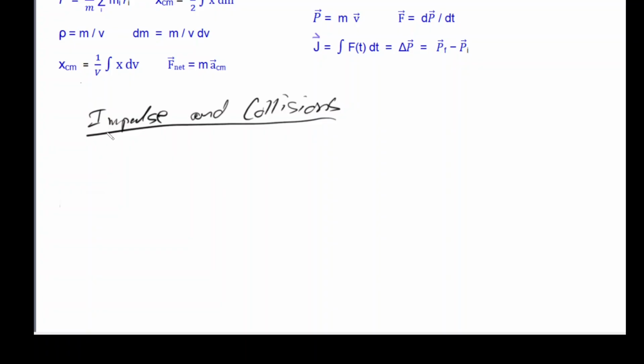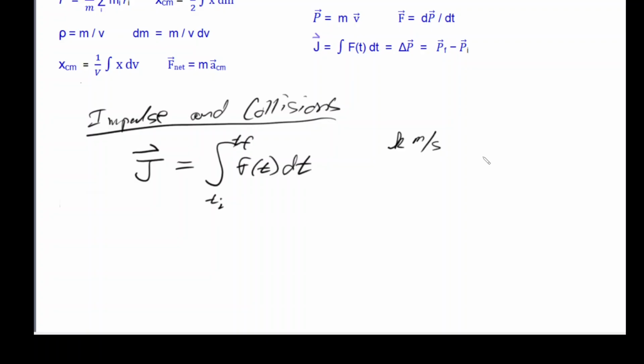Impulse is how much force is applied over a certain amount of time. So impulse is given as J, and it is a vector, and that is equal to the integral of force with respect to time, going from initial time to final time. The units for impulse are also kilogram meters per second, which is the same as momentum.